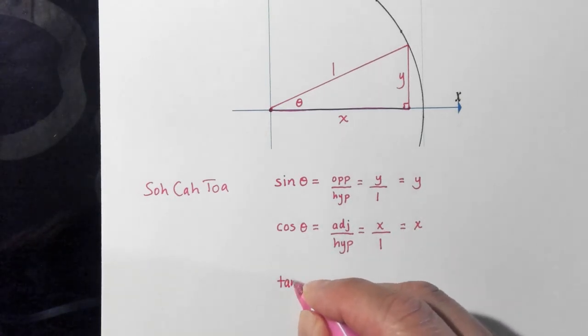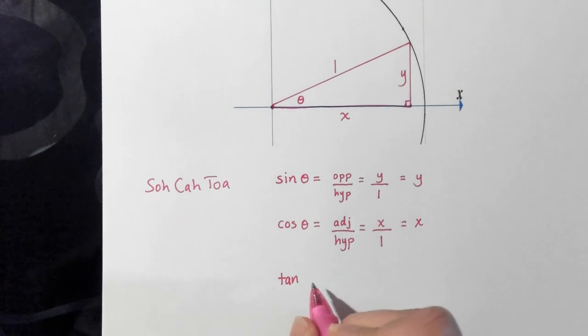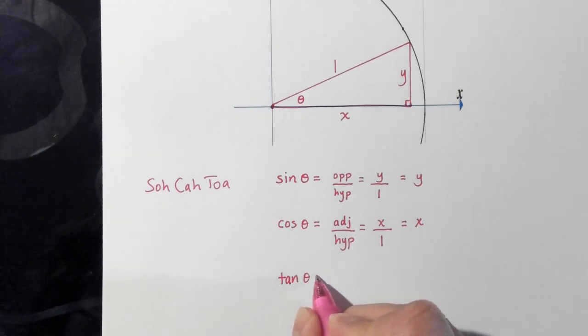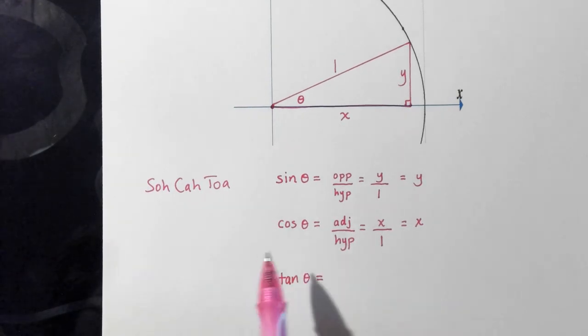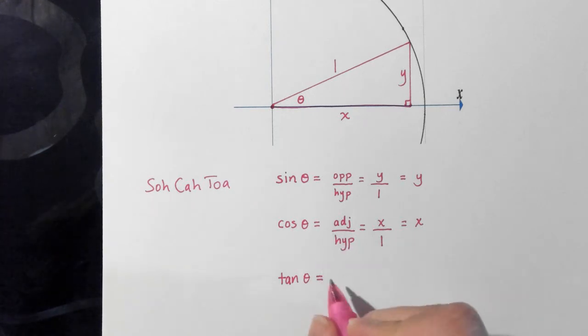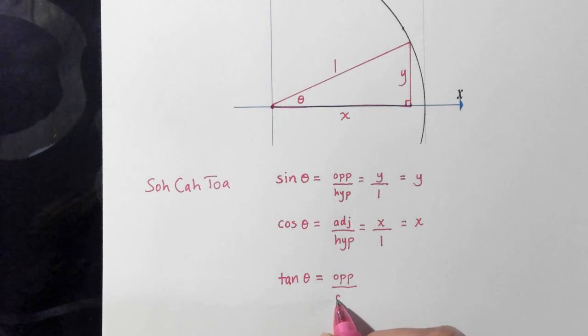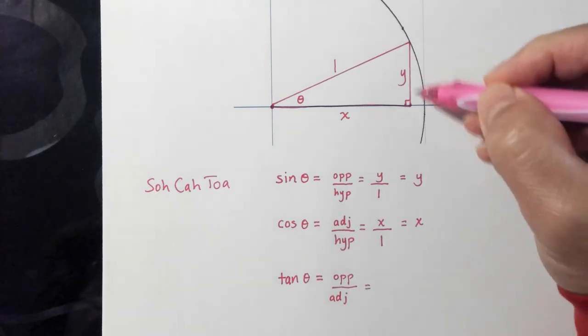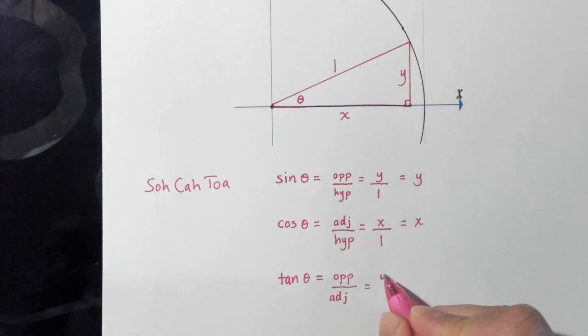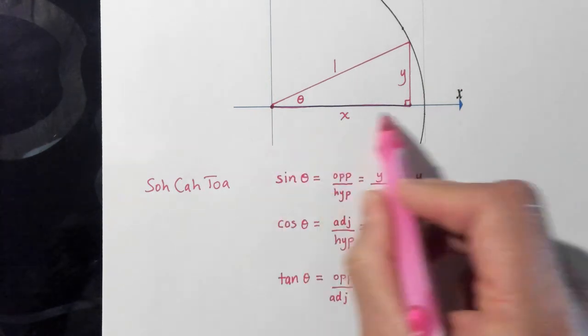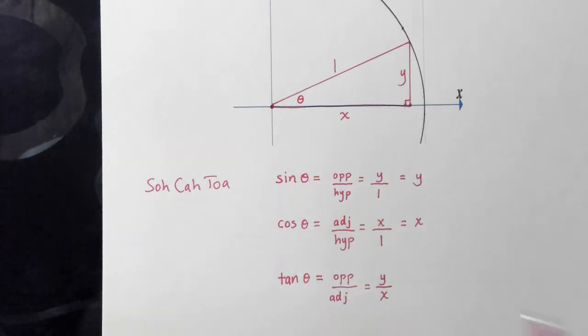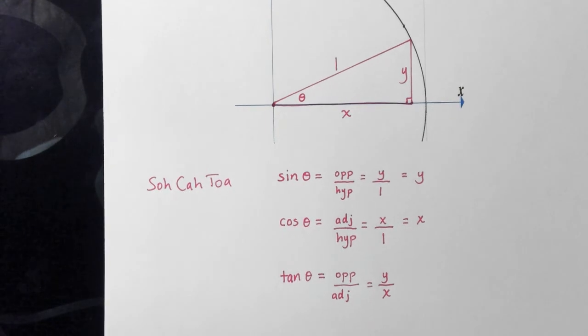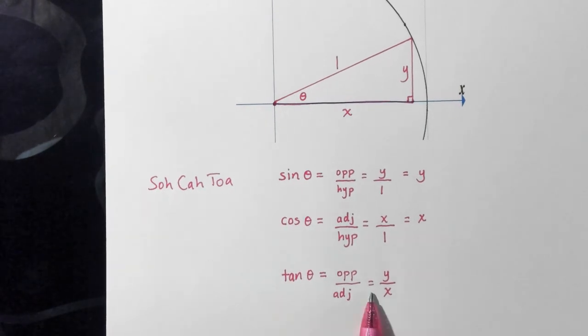Tangent. Tangent of theta is equal to opposite over adjacent. The opposite side is y. Adjacent side is x. Voila. So tangent is equal to y divided by x.